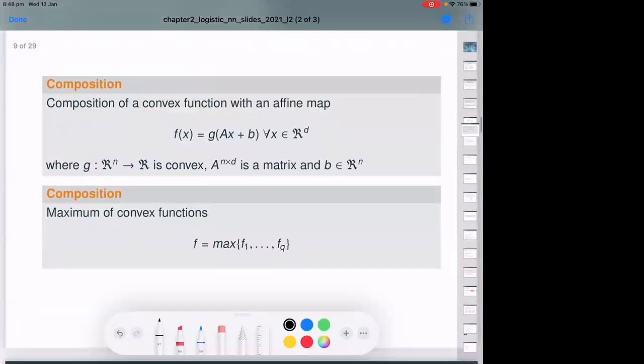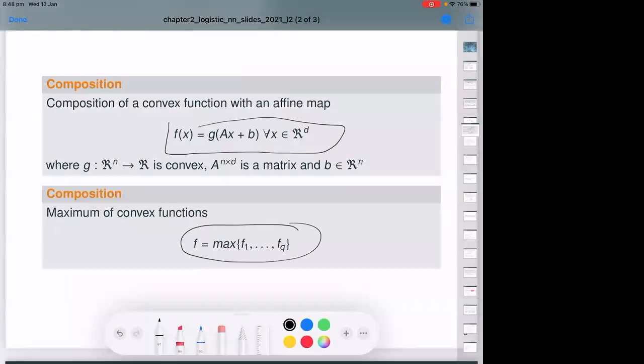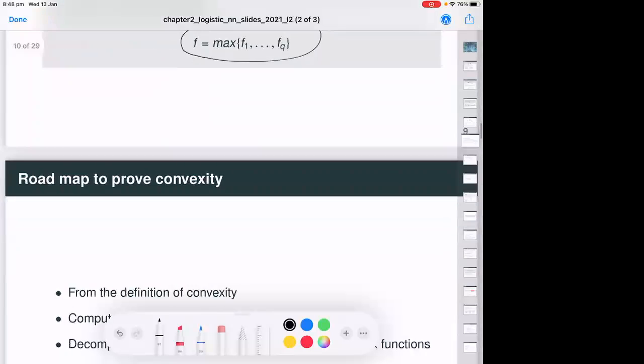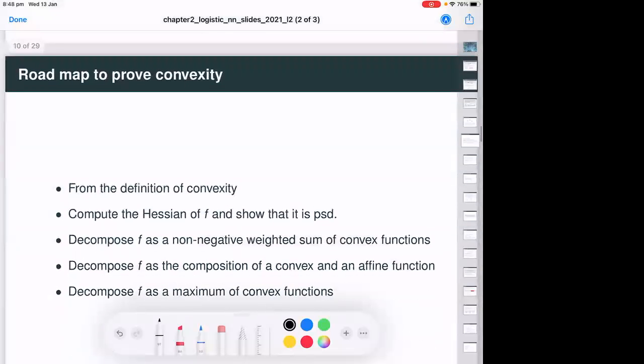Okay. On convexity, composition of convex, this is important. The composition of convex functions is also a convex function, and the maximum of convex functions is also a convex function. So keep this in mind, and you will have work. I put this here as a road map to prove convexity.